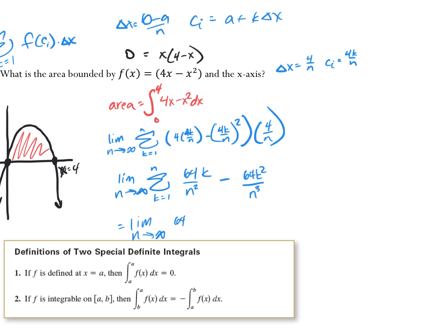So I have 64 over n squared. What happens to the k? It becomes n plus 1 over 2. Again, I'll give you guys those; you don't need to memorize them. Minus the 64 over n cubed, and then the k squared becomes n plus 1, 2n plus 1, all over 6.